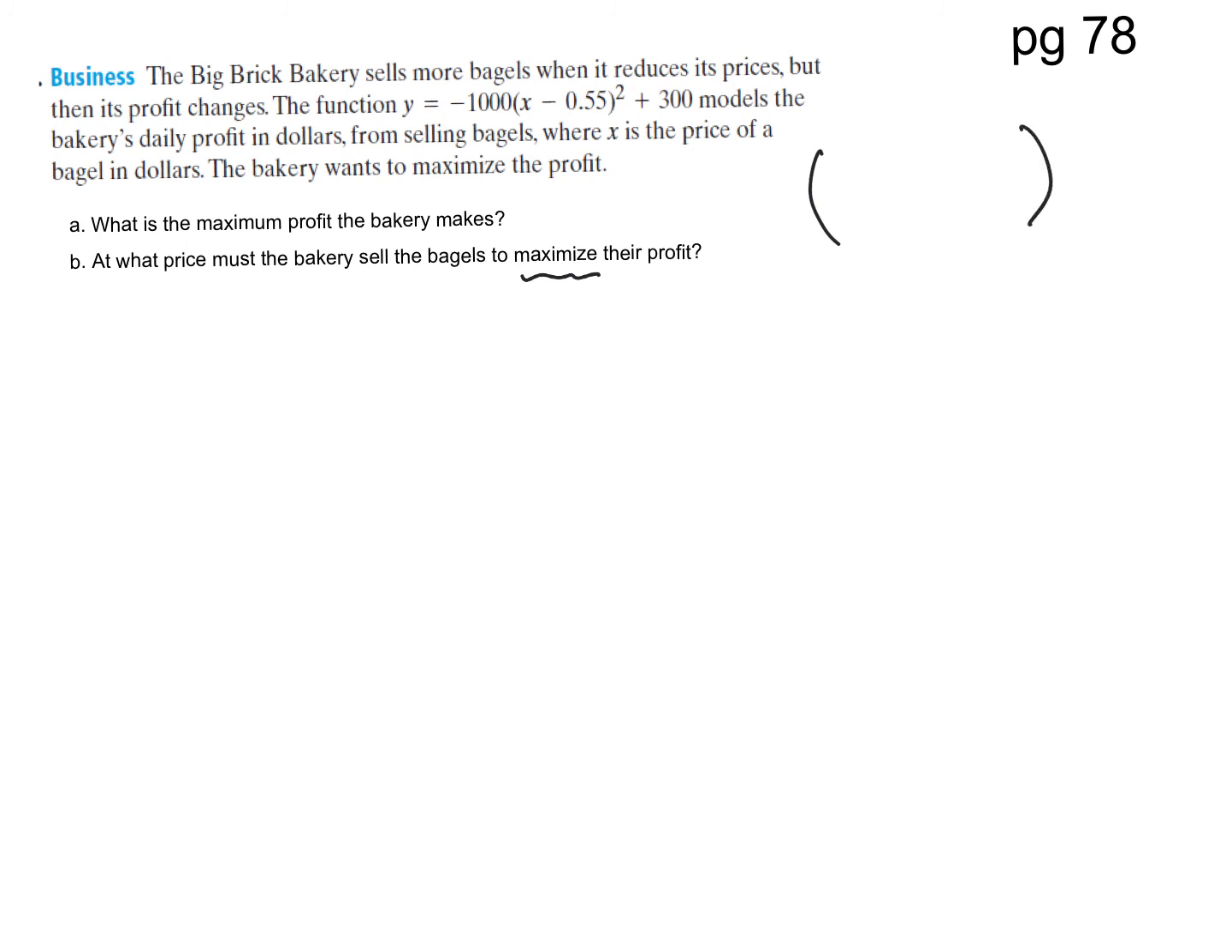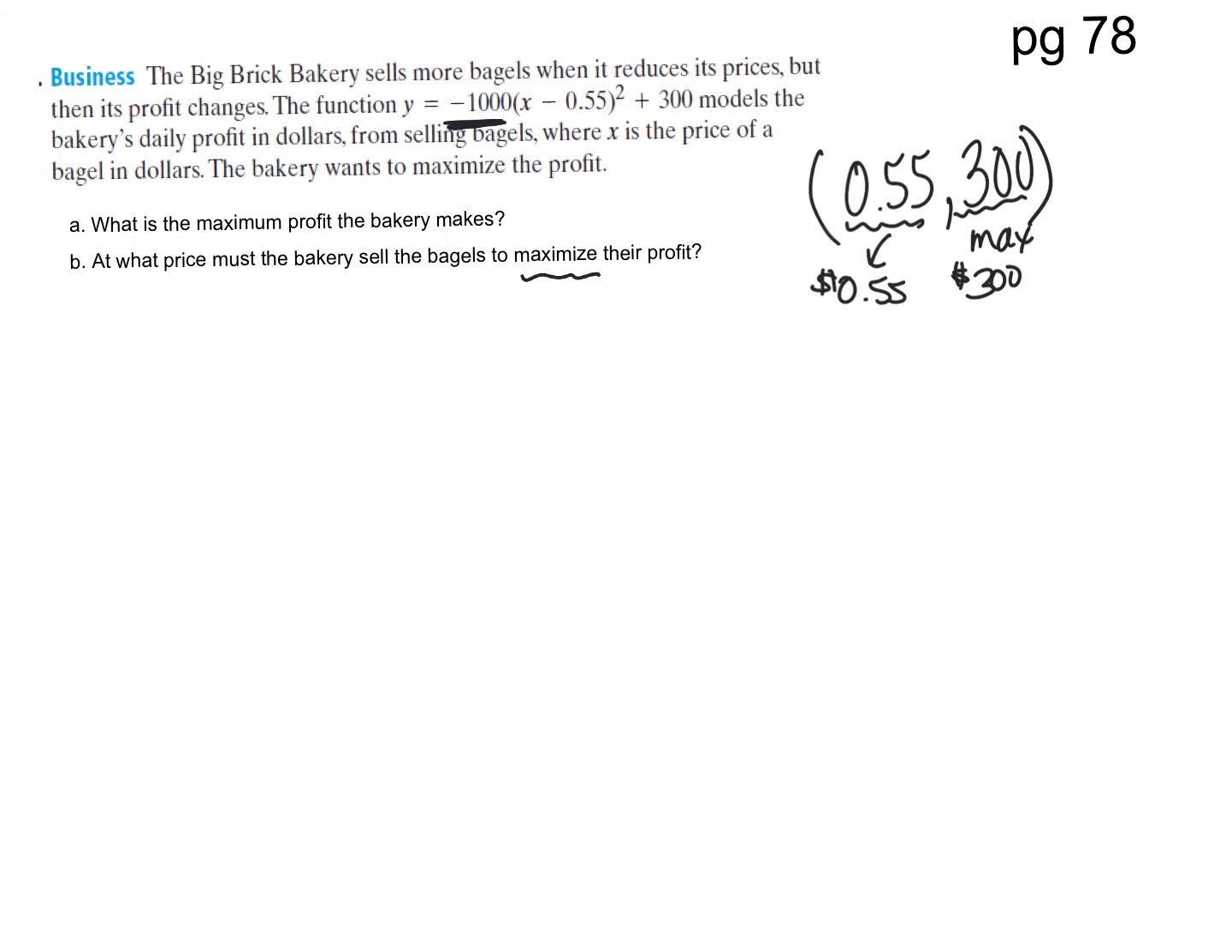What's the vertex? 0.55. And what's the maximum? Or what's the y coordinate? 300. Now remember, the y coordinate is your maximum value. I know I have a maximum because I have a negative a value, or a reflection across the x-axis. And then this is where or when my maximum occurs. In this case, x is the price of a bagel in dollars. So a bagel costs 55 cents. And this would be $300.